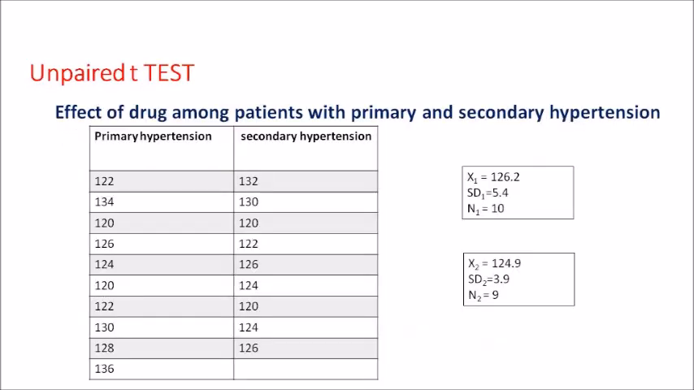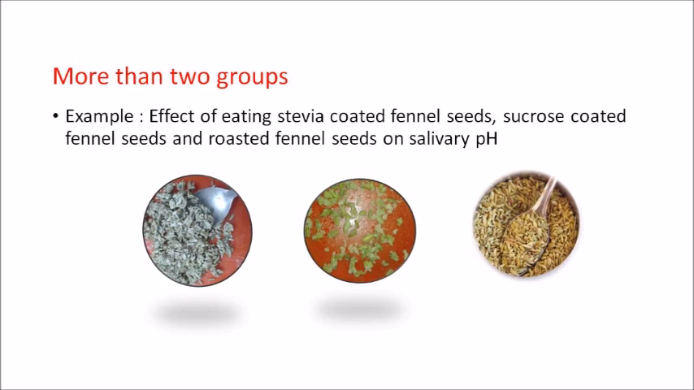Okay, another example of unpaired t-test. We have to find out the effect of a drug among patients with primary and secondary hypertension. So we have patients with primary hypertension and people with secondary hypertension. We are comparing two means, so samples are drawn from two different populations. In that case also, unpaired t-test. So that is about paired and unpaired t-test.